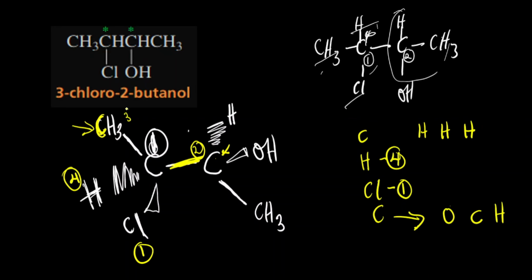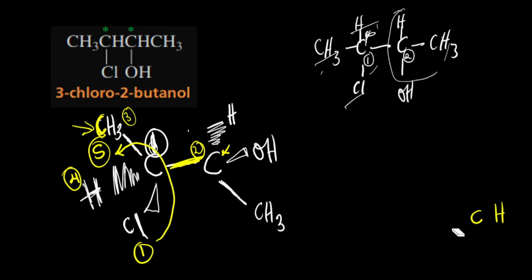So this is priority number 2 and this is priority number 3. Now going from 1 to 2 to 3, notice that we are going in an anti-clockwise direction, meaning that this is an S. Of course, our least priority is attached to the dashed wedge, so this carbon has an S configuration.